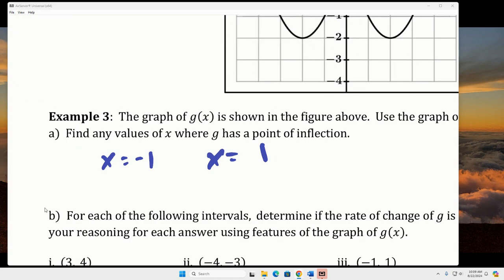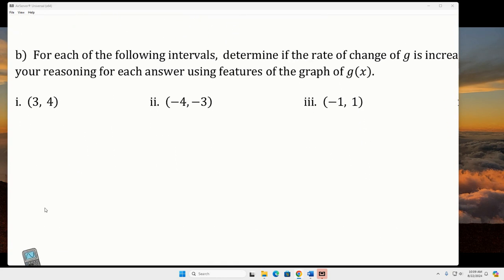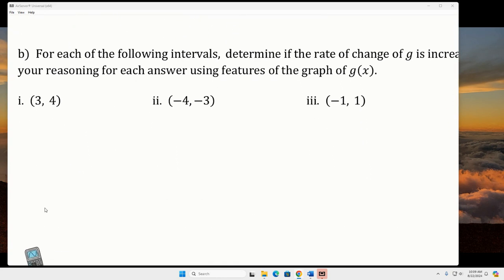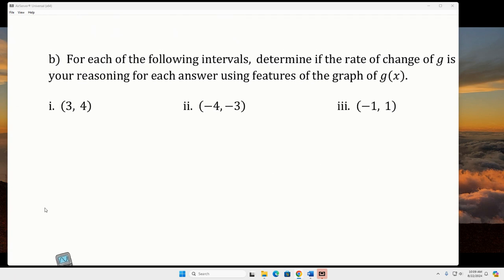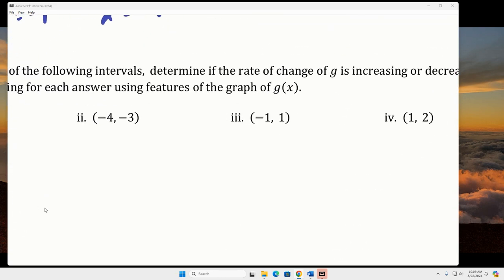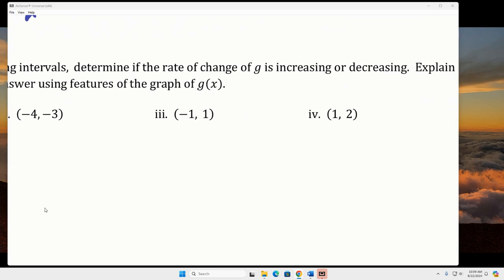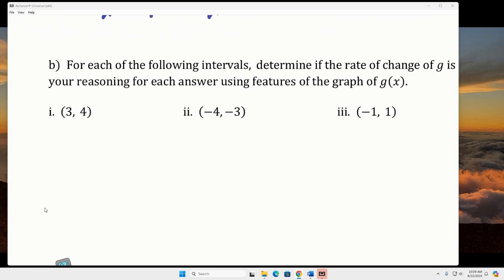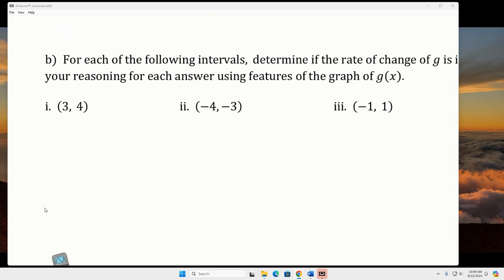All right, now to save on time, we are not going to write really beautiful sentences right now because I want you guys to have some time to work. And so on these ones, we have these intervals. We're going back to this graph, and we want to know if the rate of change is increasing or decreasing on these intervals. And then we're going to give the reasoning. So like I said, we're not going to do super beautiful wording here. So let's look at 3 to 4.